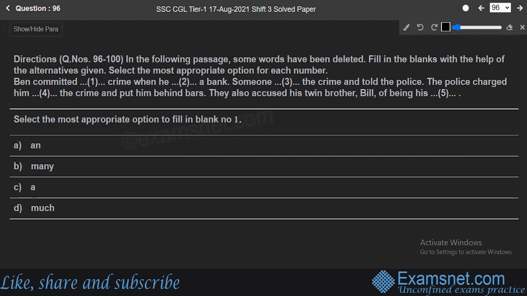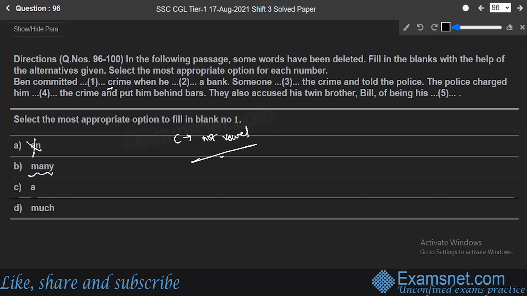Ben committed one. Blank one will have a, an, many, or much. Ben committed dash crime. Ben committed a crime, and 'an' will not come because crime, C, is not a vowel. So 'an' will not come over here. Okay, it's a consonant.